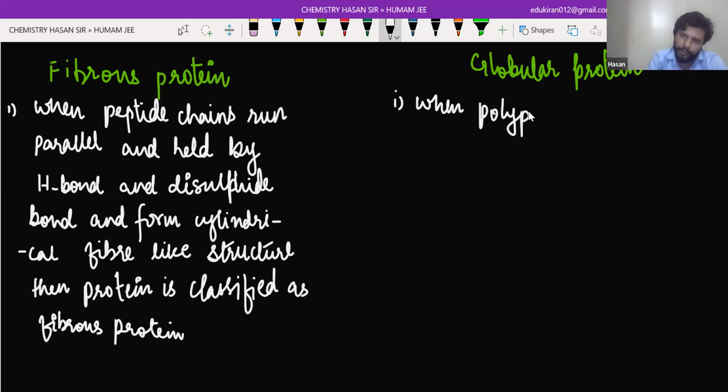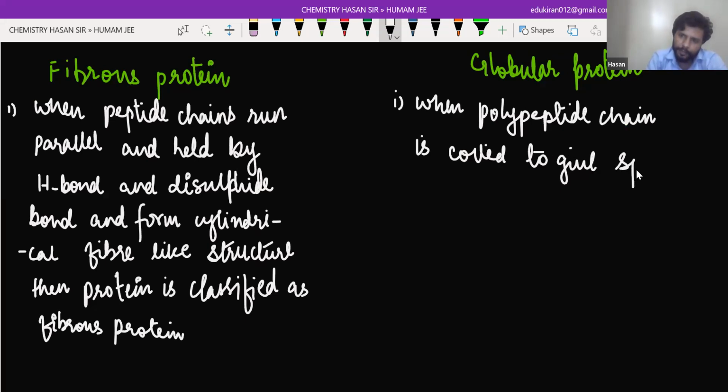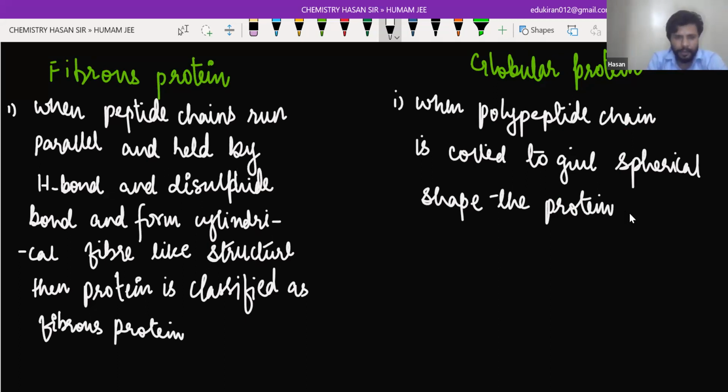When a polypeptide chain is coiled, not closed, they are coiled to give a spherical shape. Then the protein is classified as globular protein.